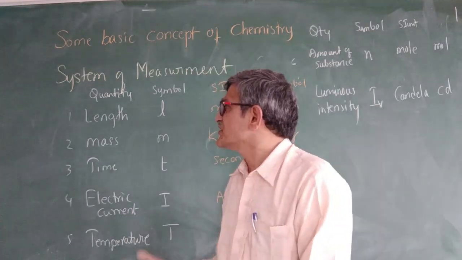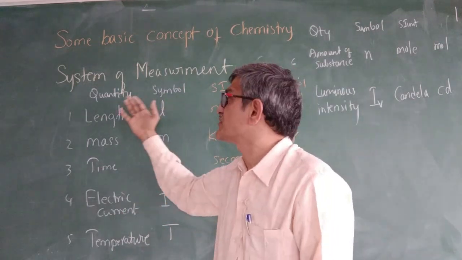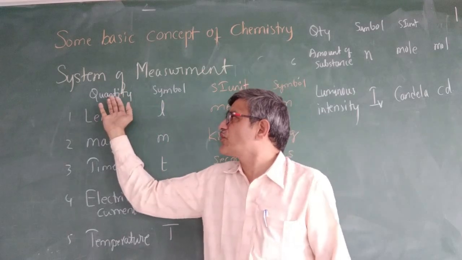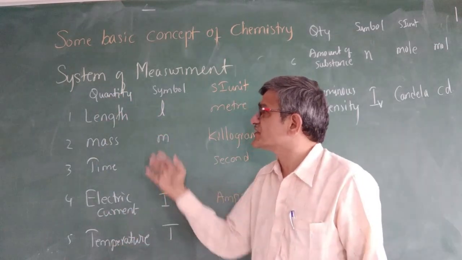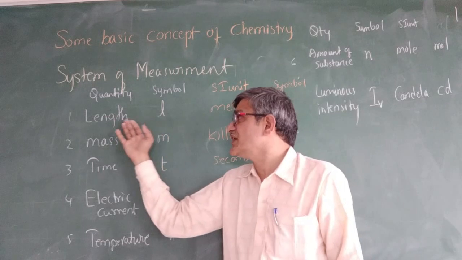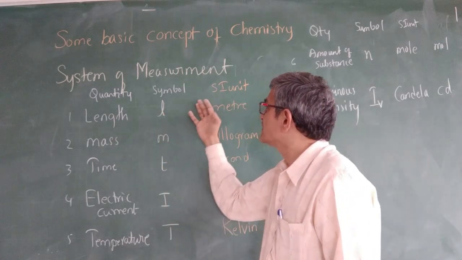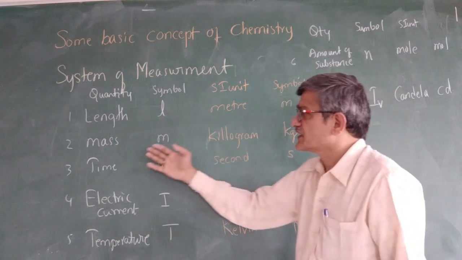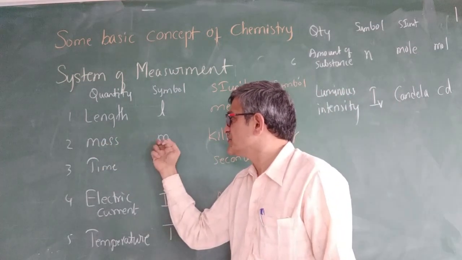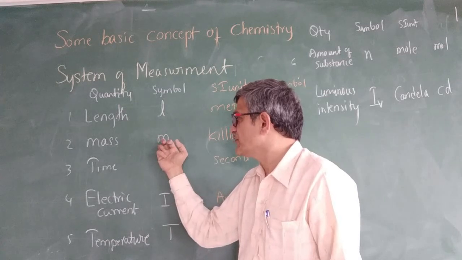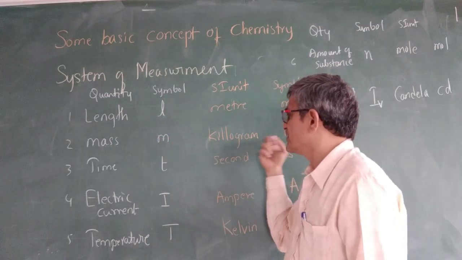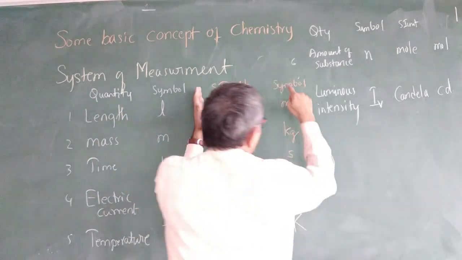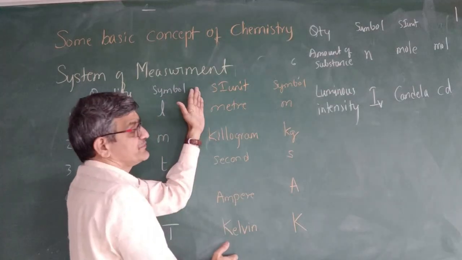Then to measure things we require some units. So that is the system of measurement. We have taken the SI unit. So what are the fundamental quantities? These are the SI quantities, 7 quantities. Length, symbol is L, measured in meter, symbol is m. Then the second quantity is mass, symbol is M, and its unit is the kilogram, kg. See the difference, this is the symbol of the quantity, this is the symbol of the unit.